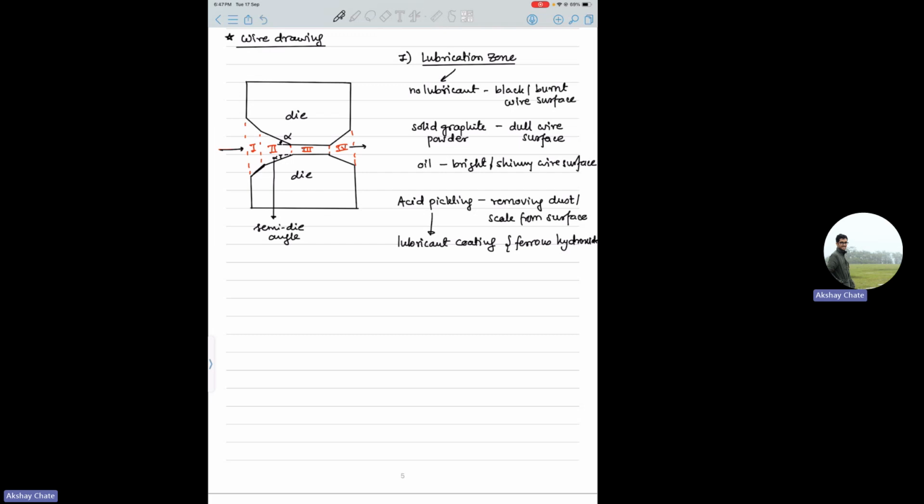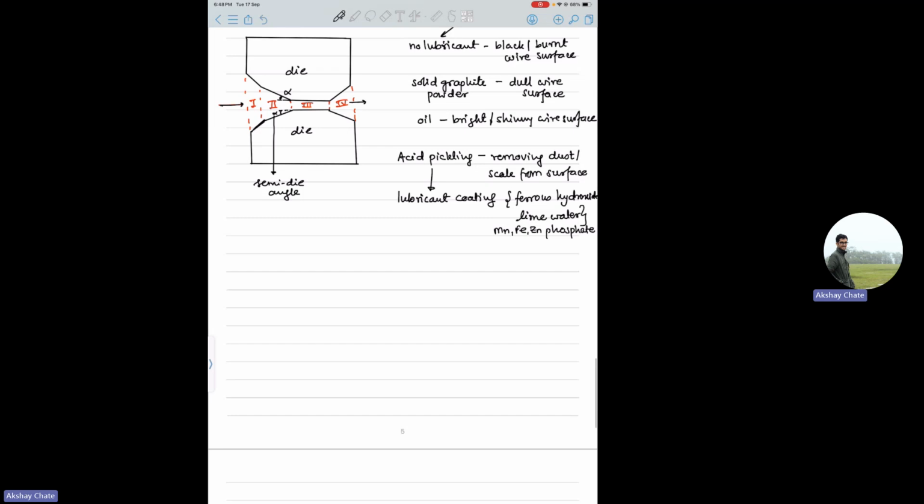Sometimes you can use lime water also. So it's not like only oils are used. Lime water is also used. Okay, so these kinds of things are there. Sometimes you use phosphates, manganese, iron, zinc phosphates also, so that the surface finish is obtained without any damage. And then you have the second zone, which is called the deformation zone.